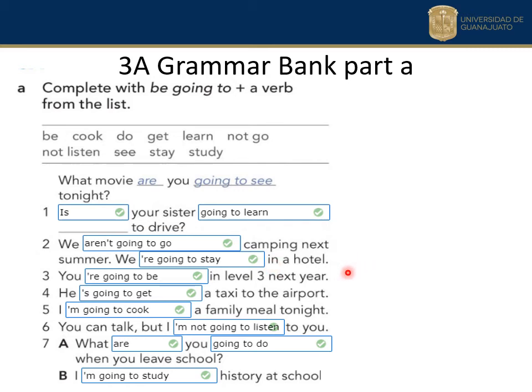Number 3. You're going to be in level 3 next year. 4. He's going to get a taxi to the airport. 5. I'm going to cook a family meal tonight. 6. You can talk, but I'm not going to listen to you. 7. What are you going to do when you leave school? I'm going to study history at school. Okay.